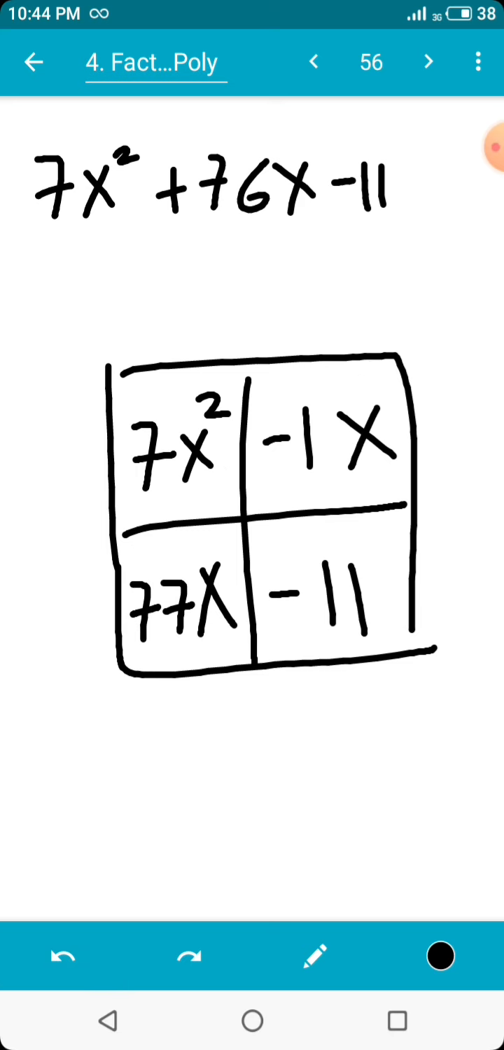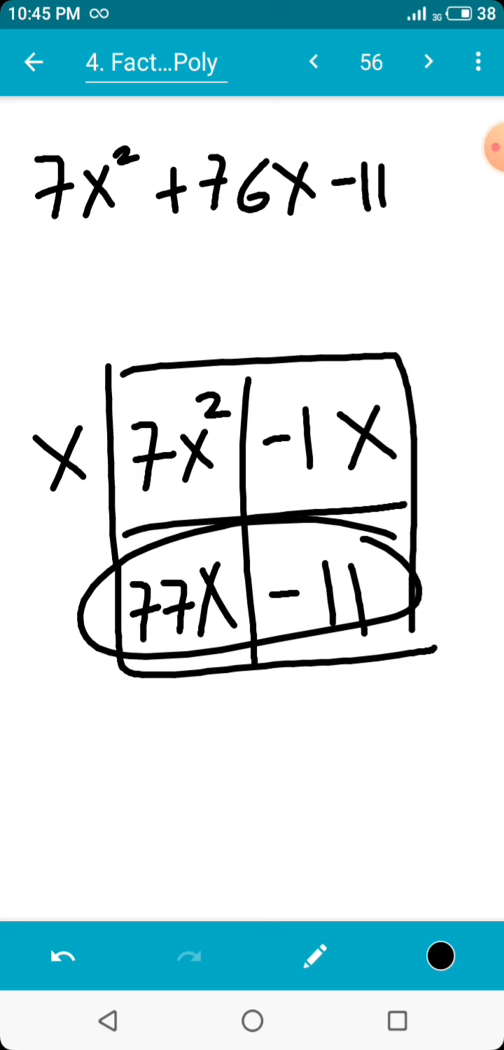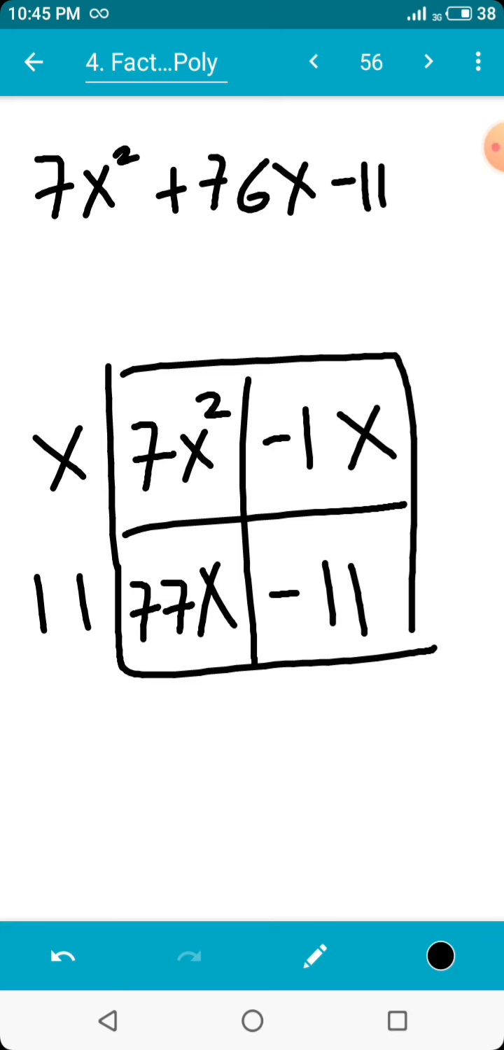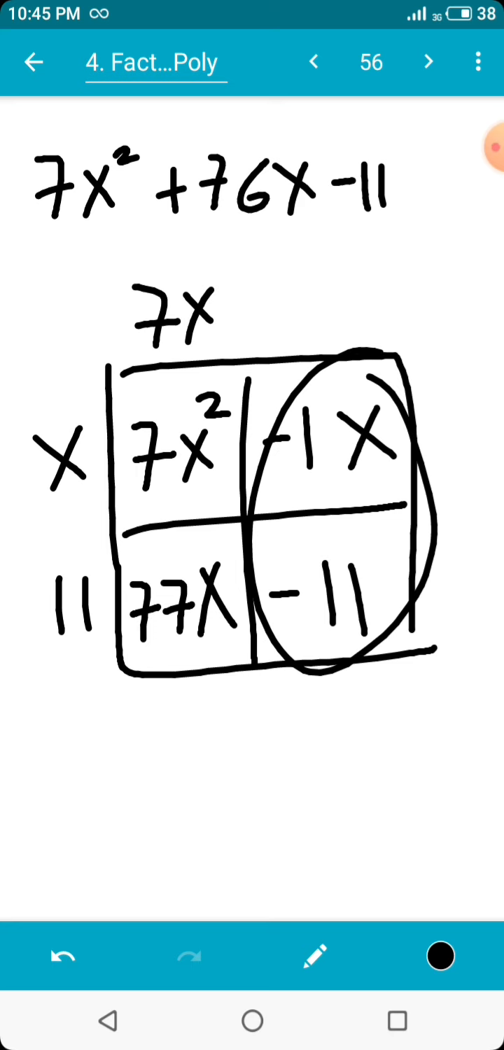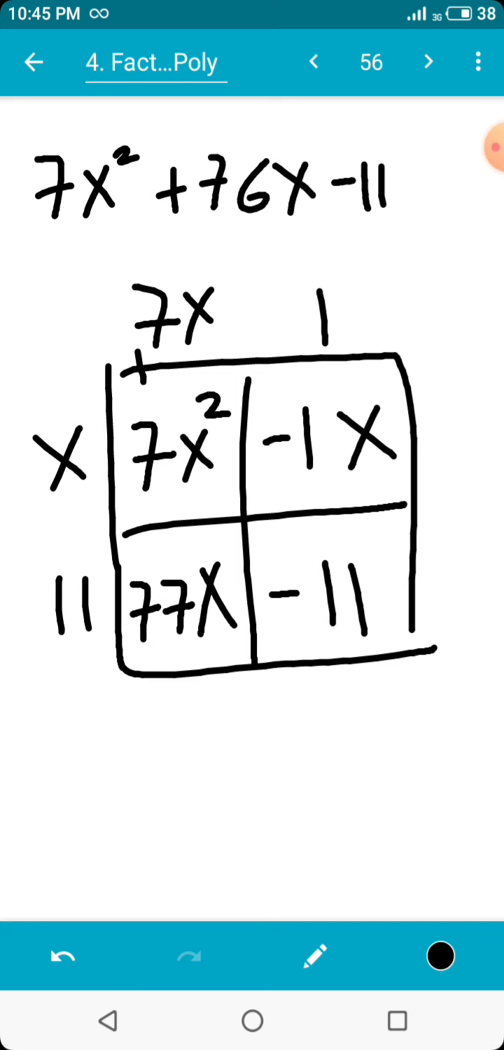Okay? So, kunin natin yung GCF nila. Ang GCF ng 7x squared tsaka negative x ay x. Ang GCF naman nito ay 11. Ang GCF naman nito ay 7x. Ang GCF nito ay 1. Okay? So, i-check na lang natin kung anong sign ng 1 at saka ng 11 by multiplying. So, 7x times x, that is 7x squared. So, tama. 1 times x, that is negative 1x or negative x.